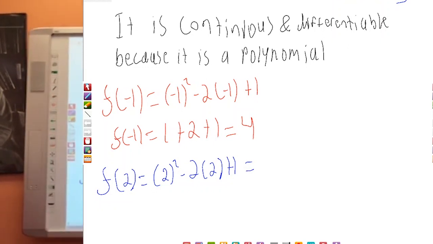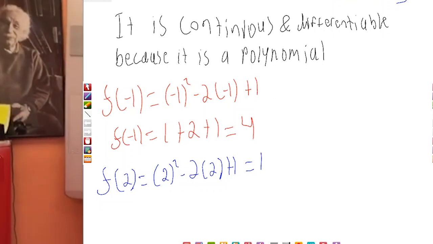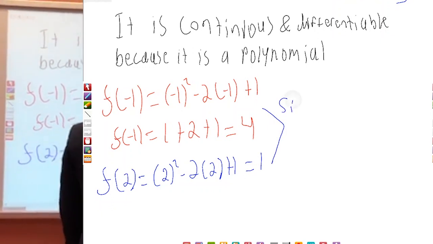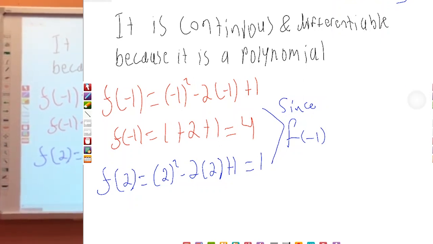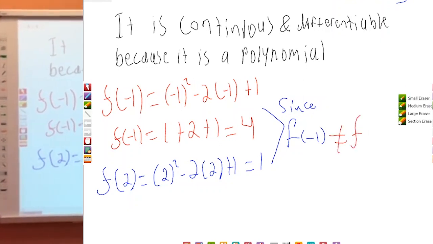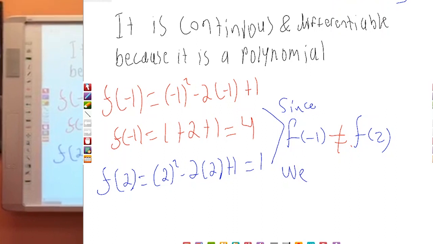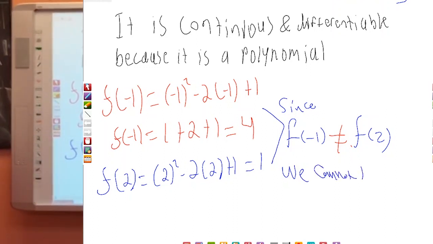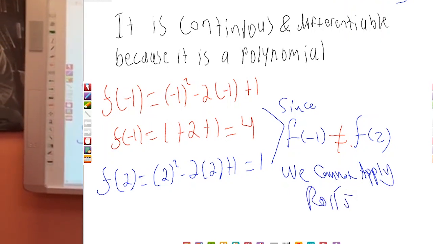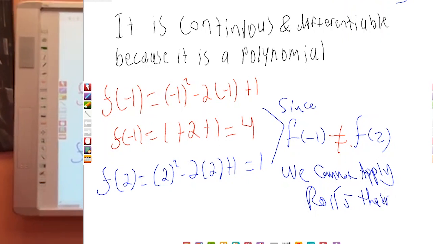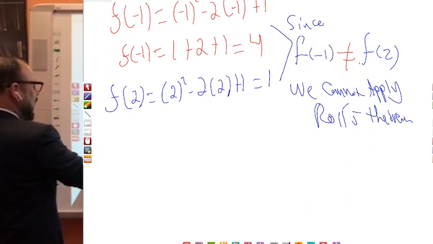9 plus 2, 4. 2 minus 4 minus 4 plus 1. Since f of negative 1 does not equal f of 2, we cannot apply Rolle's theorem, right? It fails. We can apply the mean value theorem instead. Then let us apply the mean value theorem, right?